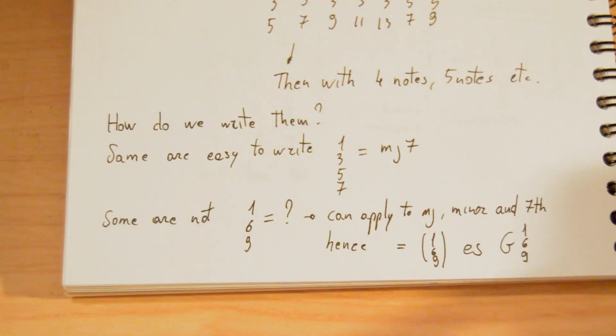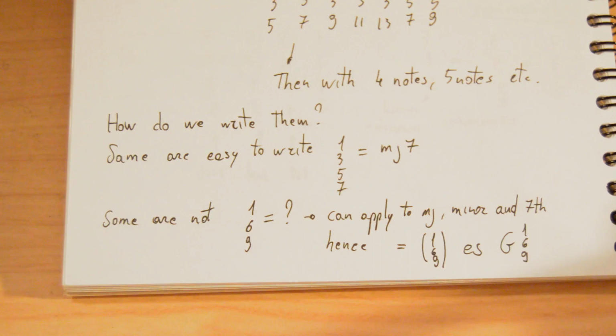When it comes to chords, given the amount of possible permutations, some chords are easy to write on a chart. So if I have a chord that contains 1, 3, 5, and 7, I can simply write C major 7. That's easy. What happens when a chord, for example, has got 1, 6, and 9? In that case, is this a major in the first place? Because, as I said, this can be applied to minor, as we will see when we do Dorian. This could be applied to dominant 7, and we can see that when we discuss Mixolydian.